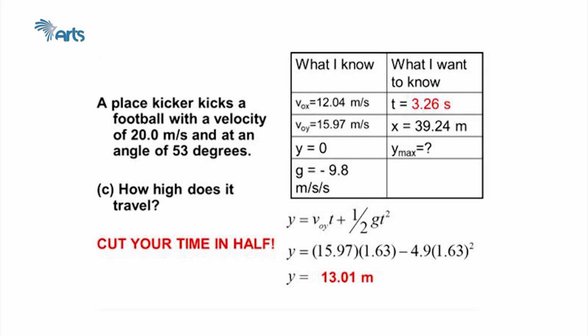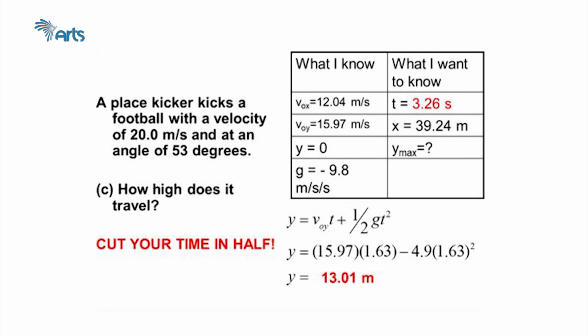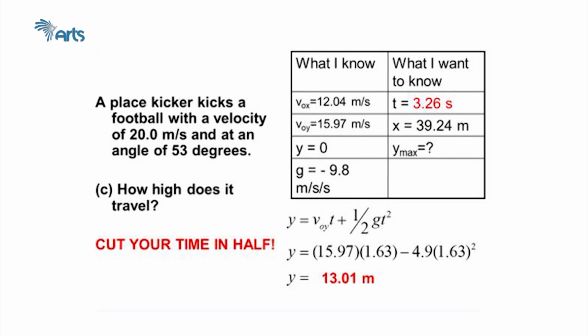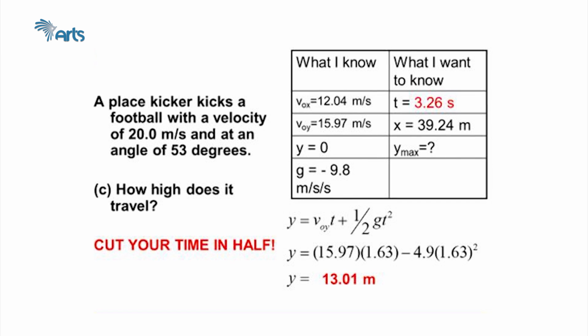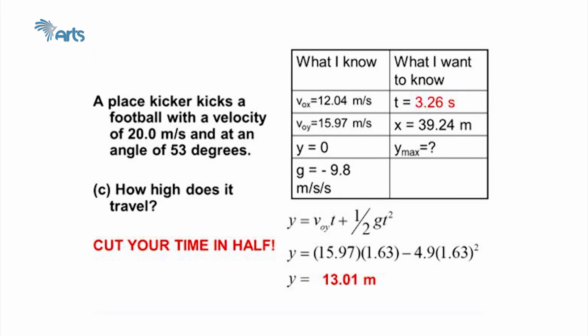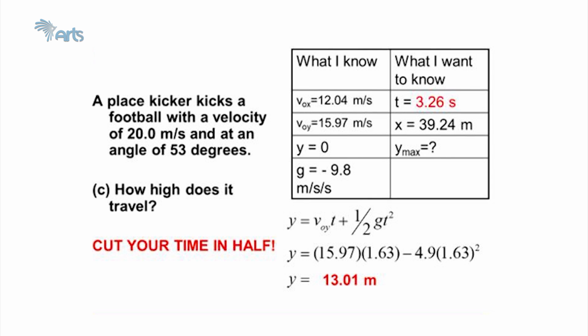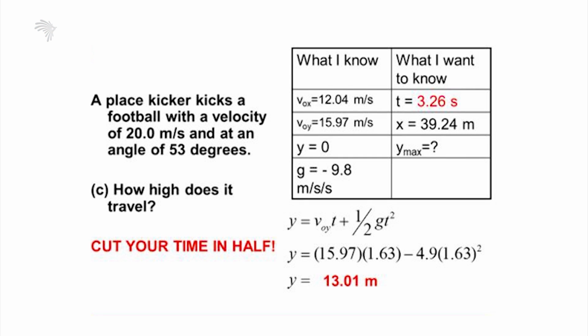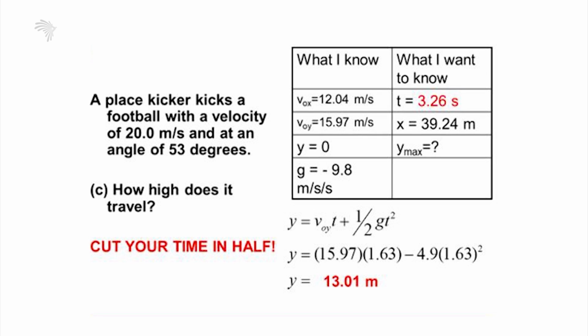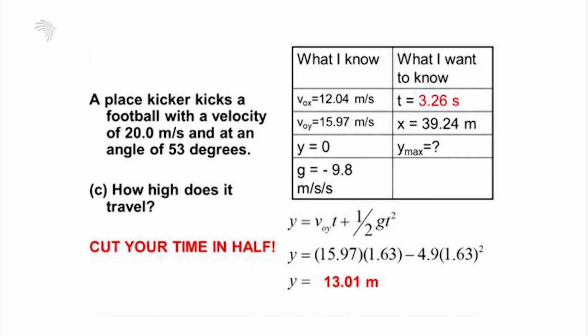Therefore, since we use this equation y equals v naught y t plus half g t squared, instead of substituting the total time, we have to use half of the total time, which is 1.63 seconds. And finally, when you substitute all the values that are given, the maximum height will be 30.01 meters.